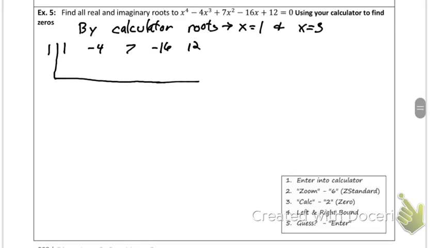We're going to use synthetic division, which means drop that 1 down. 1 times 1 is 1. Negative 4 plus 1 is negative 3. Negative 3 times 1 is still negative 3. 7 minus 3 is 4. 1 times 4 is 4. Negative 16 plus 4 is negative 12. 1 times negative 12 is negative 12. It does come out to 0, which is awesome because we already knew this, but now we know for a fact that x equals 1 is a root.